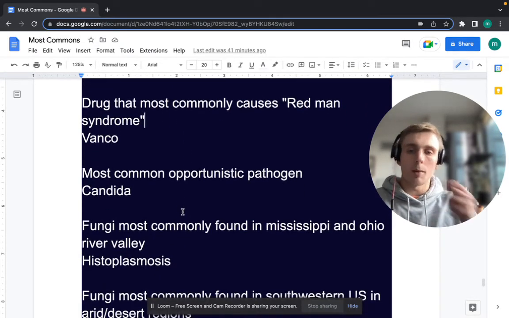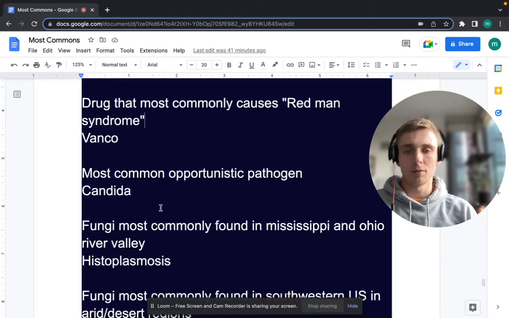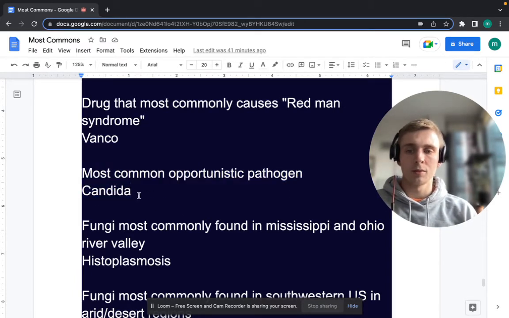How about the most common opportunistic pathogen overall? Out of everything, the most common opportunistic pathogen, that's going to be Candida, or candidiasis, Candida albicans. The most common opportunistic pathogen overall is Candida.